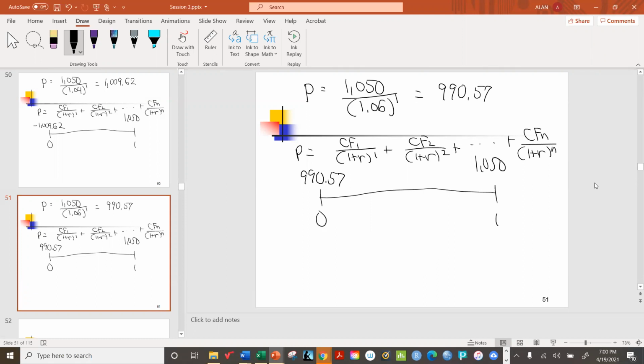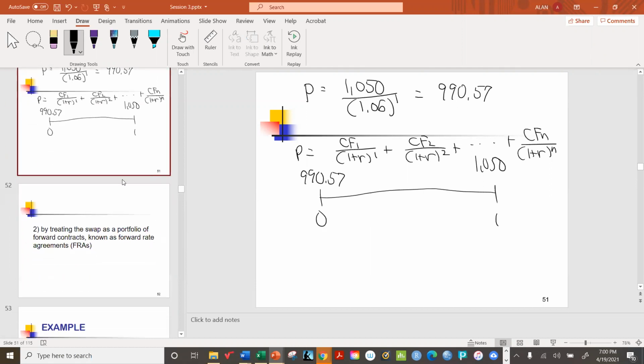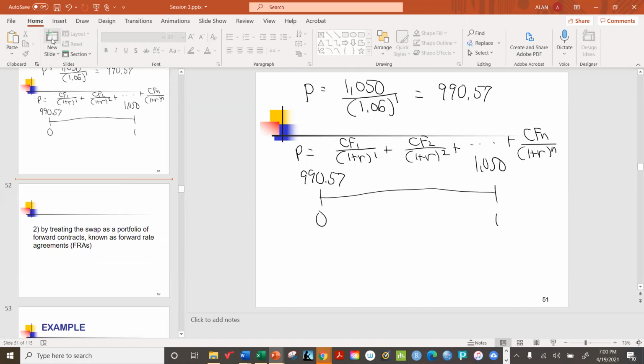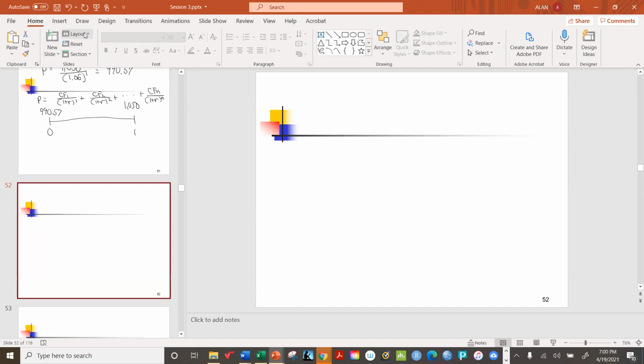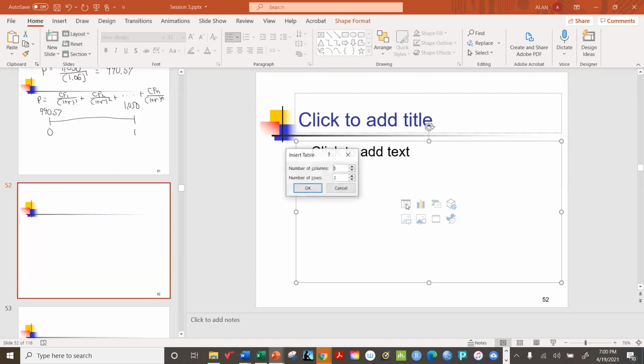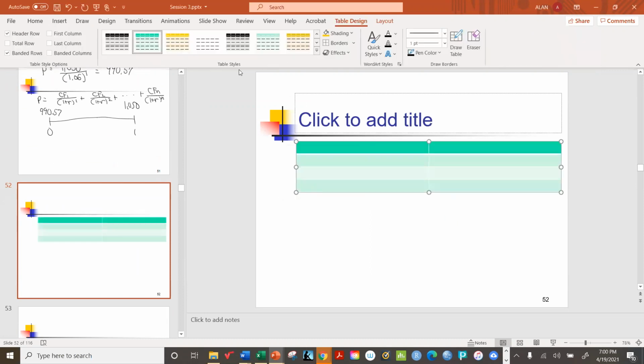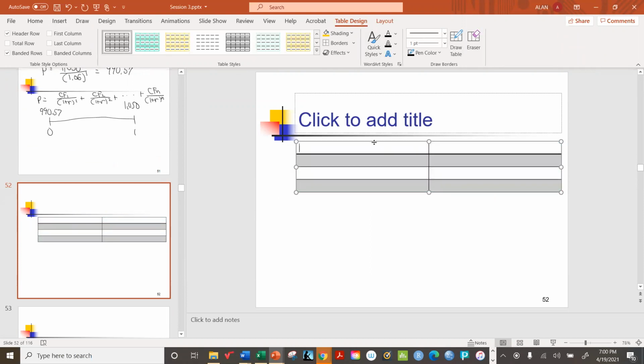Okay, so what I'd like to do is summarize this in a nice little table. So we'll have the price. We'll put the yield here and the price.